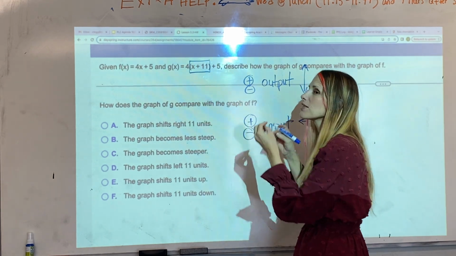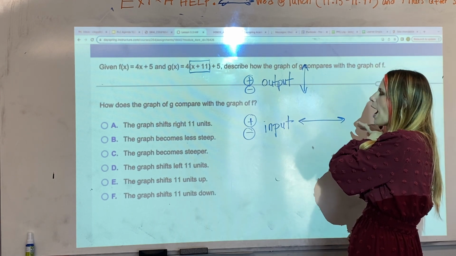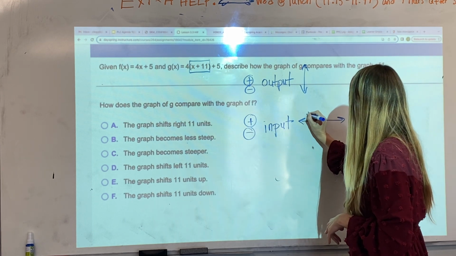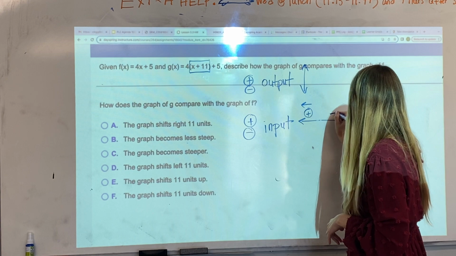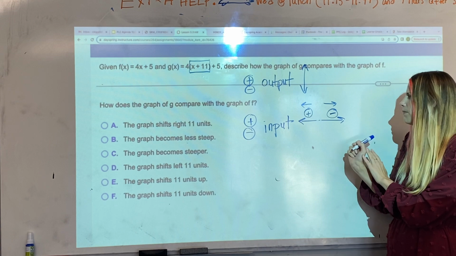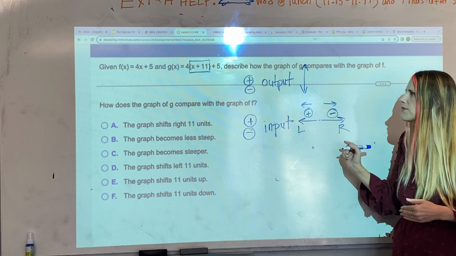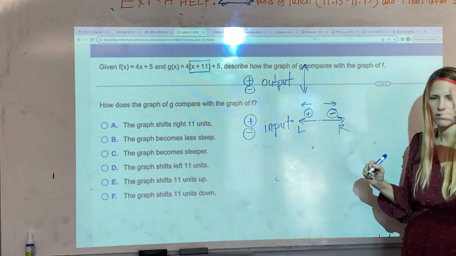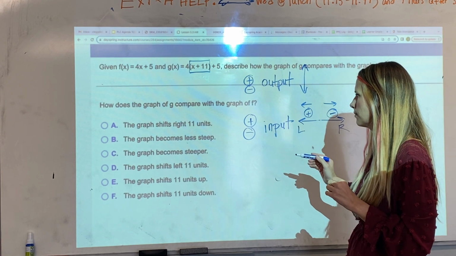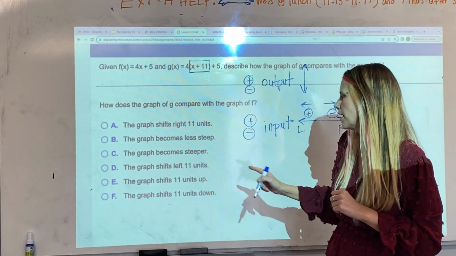Because usually plus 11 makes you think you should go to the right 11. But if it's adding, you actually have to shift it to the left 11. So adding will make it go to the left, and subtracting will make it go to the right. Does this visual kind of help a little bit? Then it would turn into the graph shifts left 11 units. That's it. The graph shifts left 11 units.